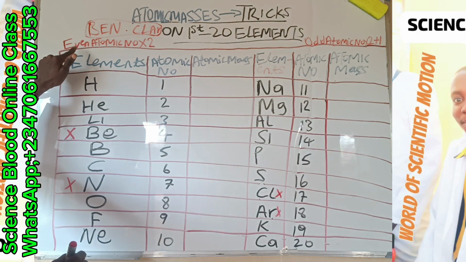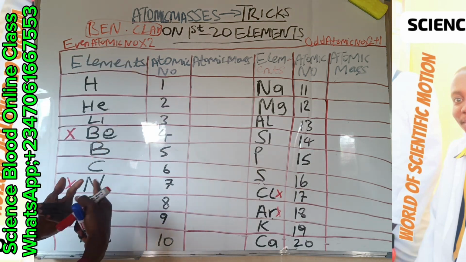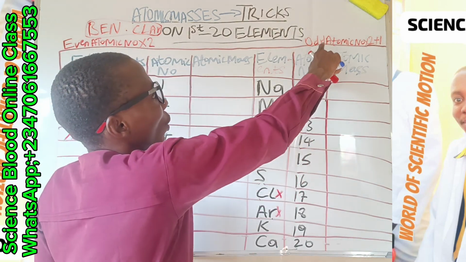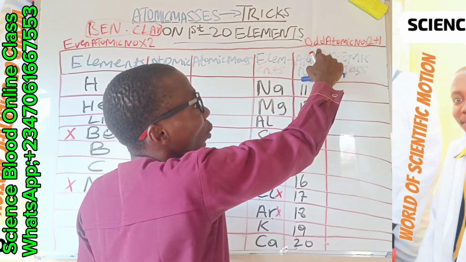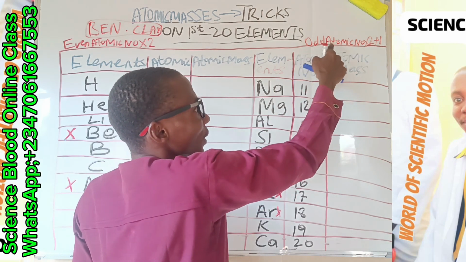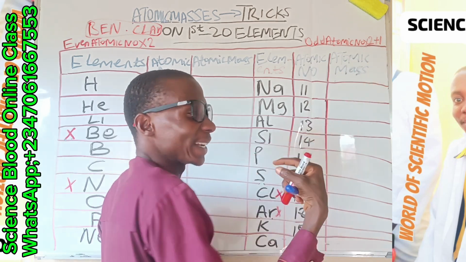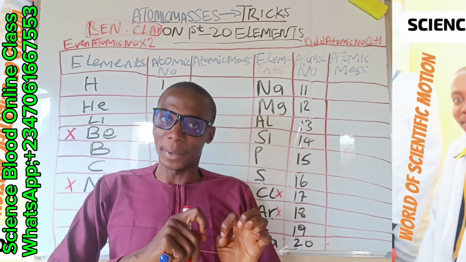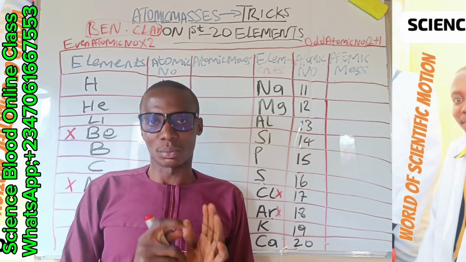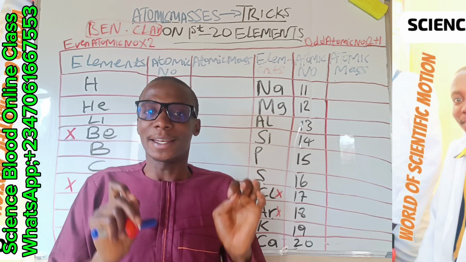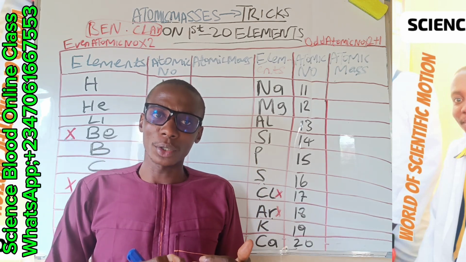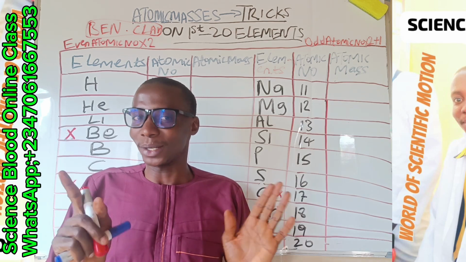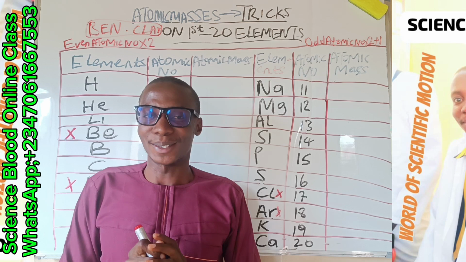So now all the even atomic numbers, multiply them by 2 to get their mass number. Again, all the odd atomic numbers, multiply by 2 and add 1. I repeat, all the even atomic numbers, multiply by 2, you get the mass number. Then all the odd atomic numbers, multiply by 2 and add 1, you get the mass number. So that is the trick.